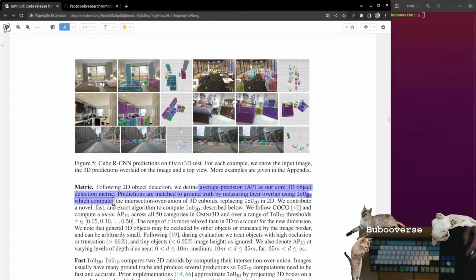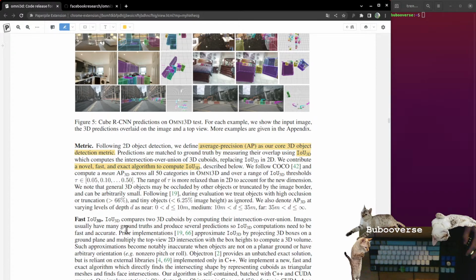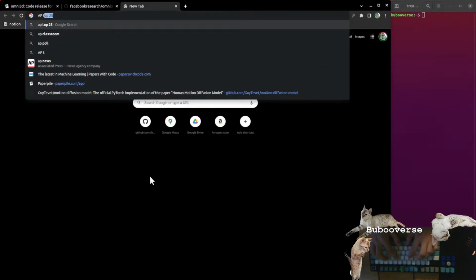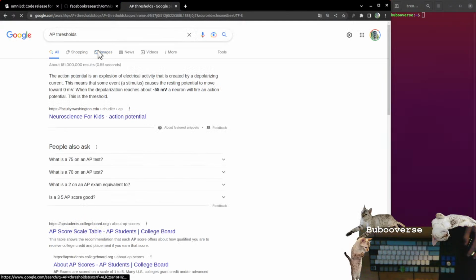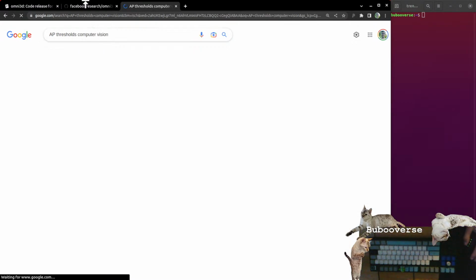Okay, so average precision is going to be their score. Then this is their IOU3D. Fast IOU3D. They compute the mean average precision over all 50 categories at different thresholds. So this is interesting. In 2D, there are the AP thresholds for COCO.